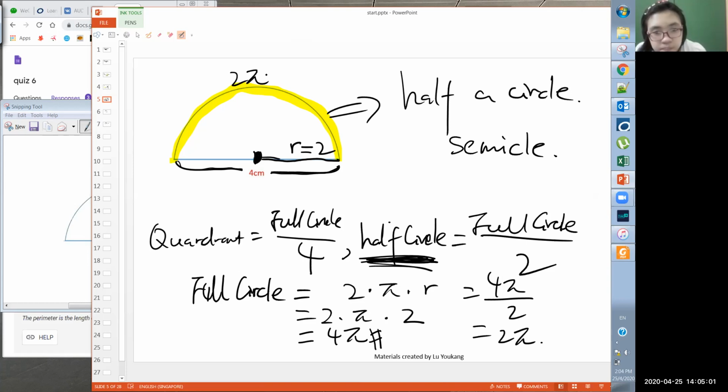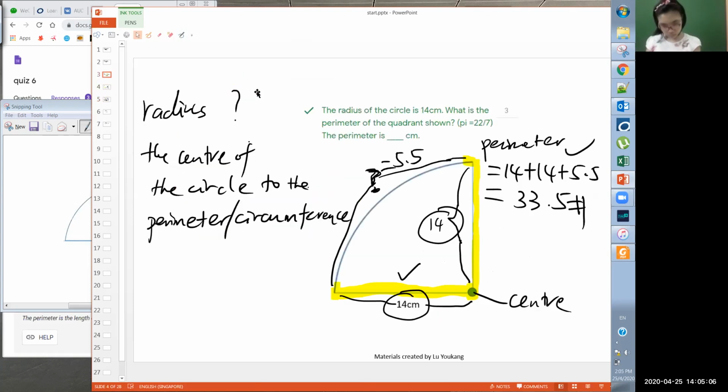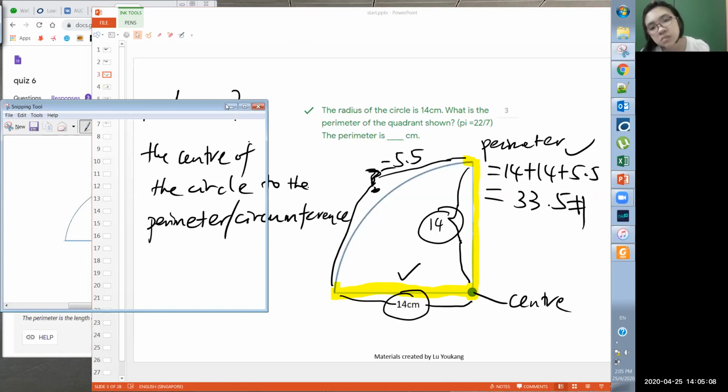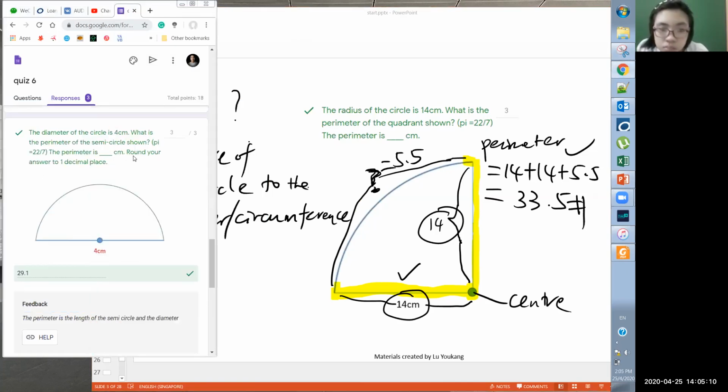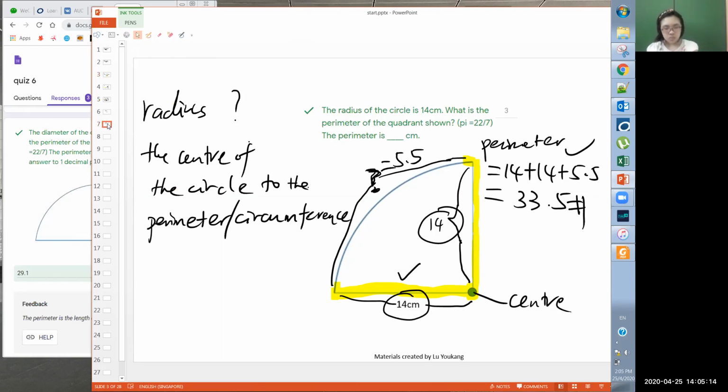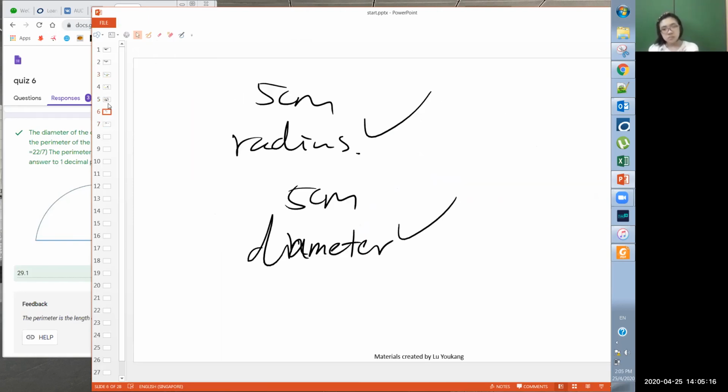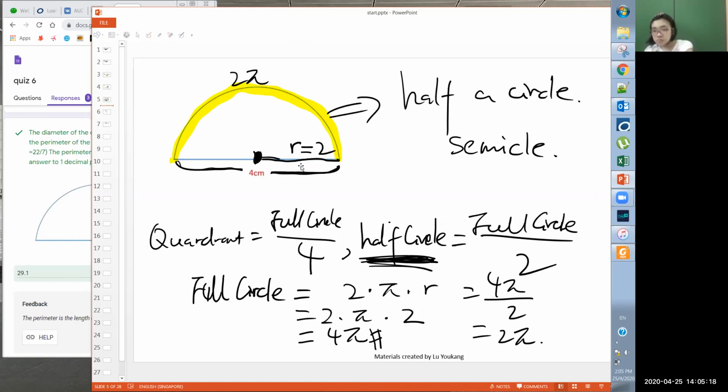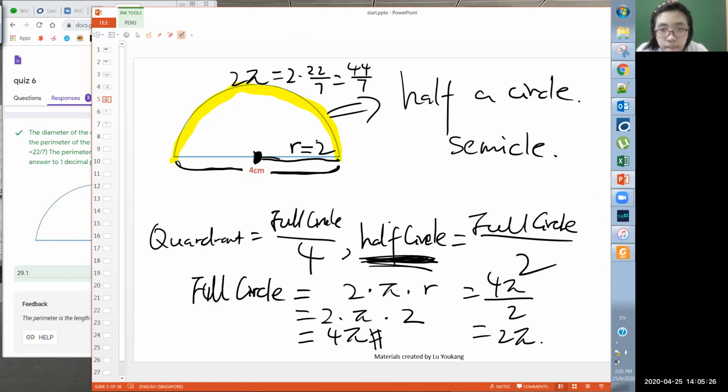What do I take as pi? Let's look at the question. The question says, use 22 over 7. So I use 22 over 7. 2 times 22 over 7, so you should get 44 divided by 7. So this will give you the yellow color.